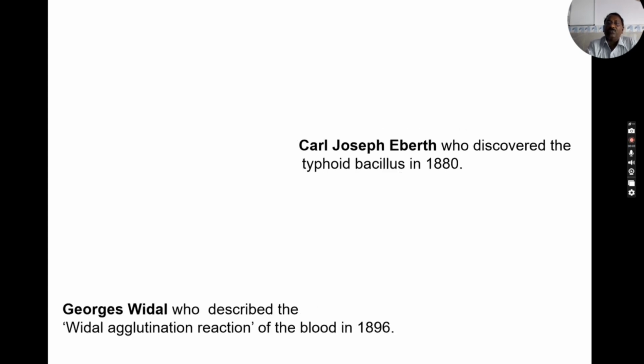It was Karl Joseph Eberth who discovered the typhoid bacillus in 1880. So credit goes to Eberth for his beautiful description of the typhoid bacillus. And finally, Georges Widal, who described the Widal agglutination reaction of the blood in 1896, still going strong.